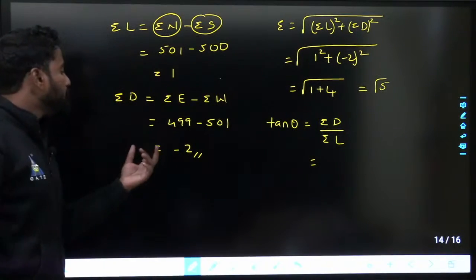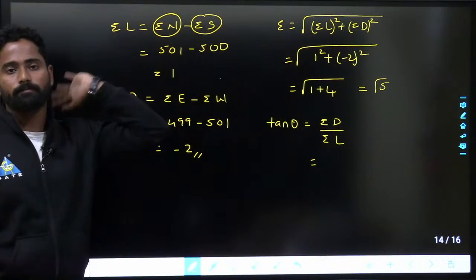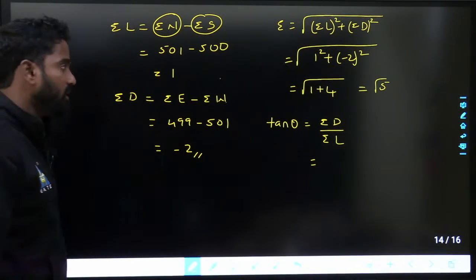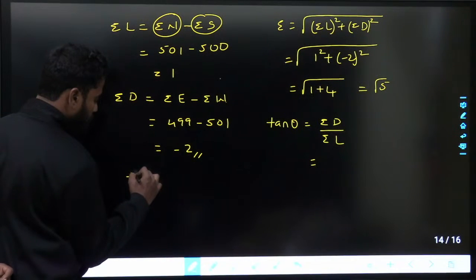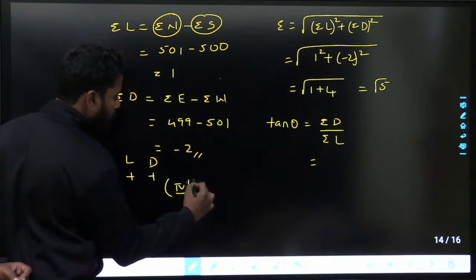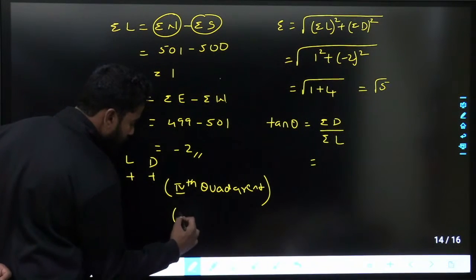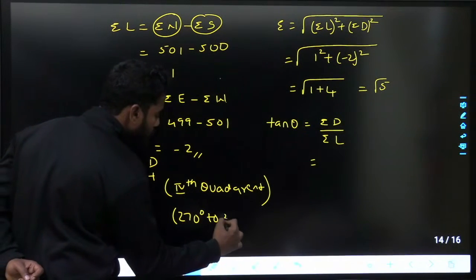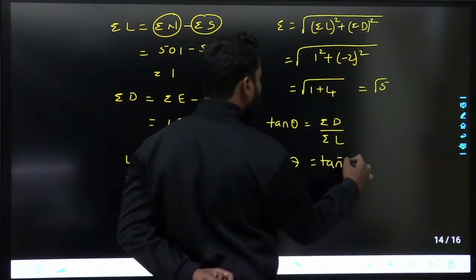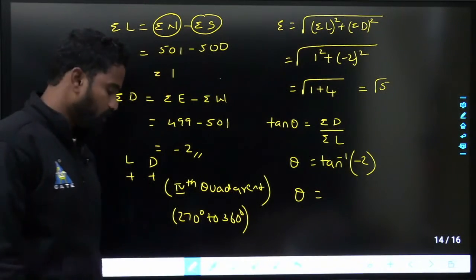If you see, departure is negative, latitude is positive. Which quadrant? It is in the 4th quadrant, right? Error is in the 4th quadrant. The angle is from 270 degrees to 360 degrees. So theta equals tan inverse of minus 2. Just find out tan inverse of 2.